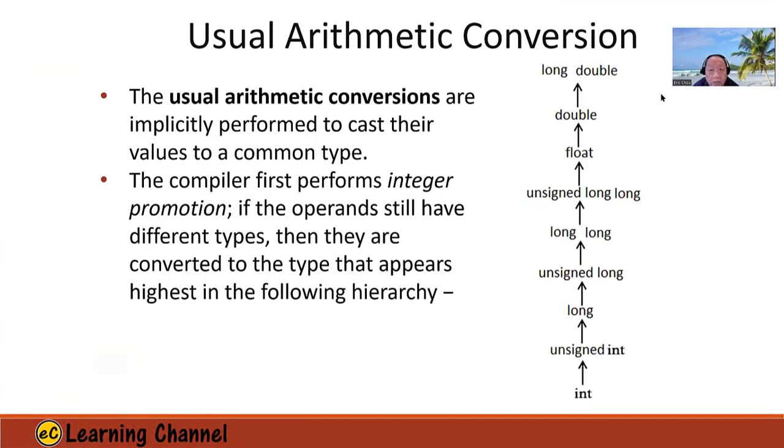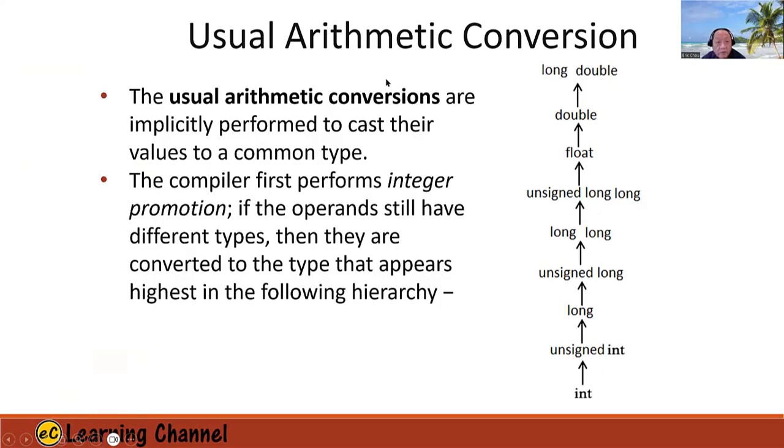Okay, so here are the arithmetic conversions from shortest form to longest form. Integer, then unsigned integer, long, unsigned long, long long, and then unsigned long long, float, double, long double. These are from here to here.